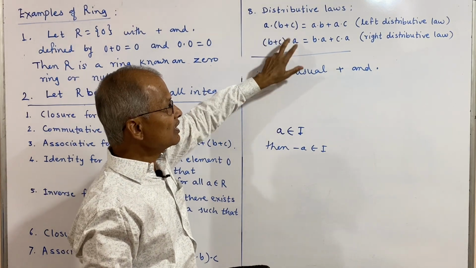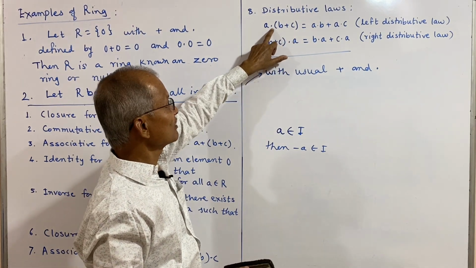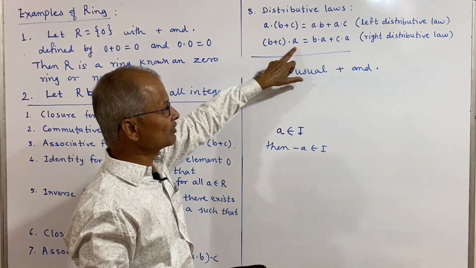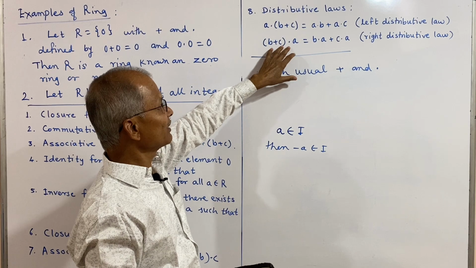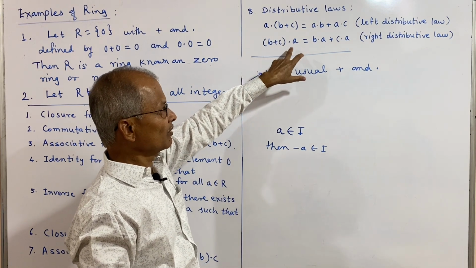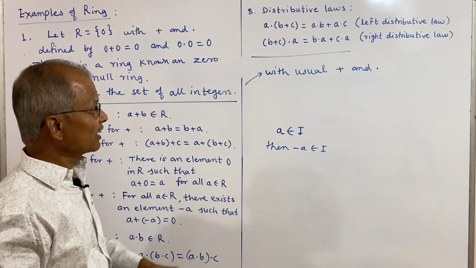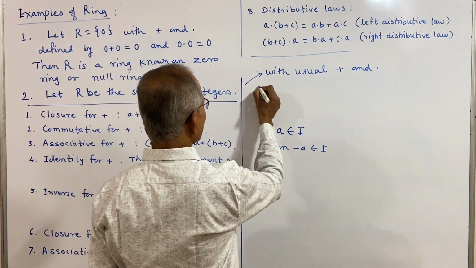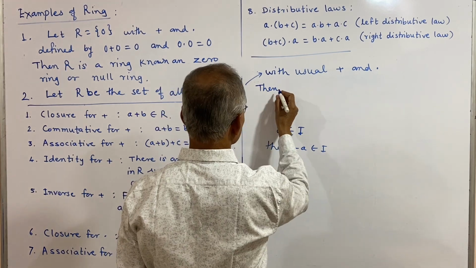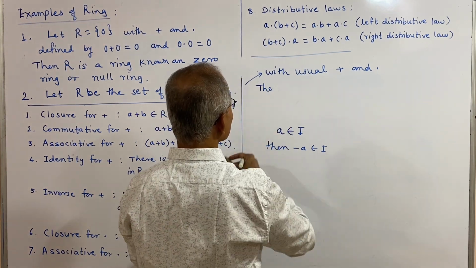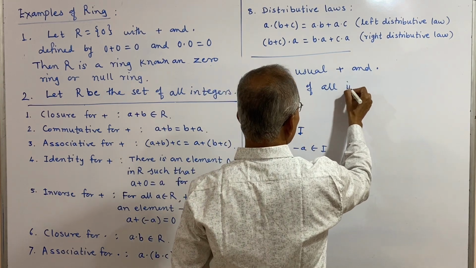This law holds, which is known as the left distributive law, since the dot is on the left side. Here the dot is on the right side, so it is the right distributive law, and usual multiplication satisfies both laws, and therefore R, the set of all integers, is a ring.